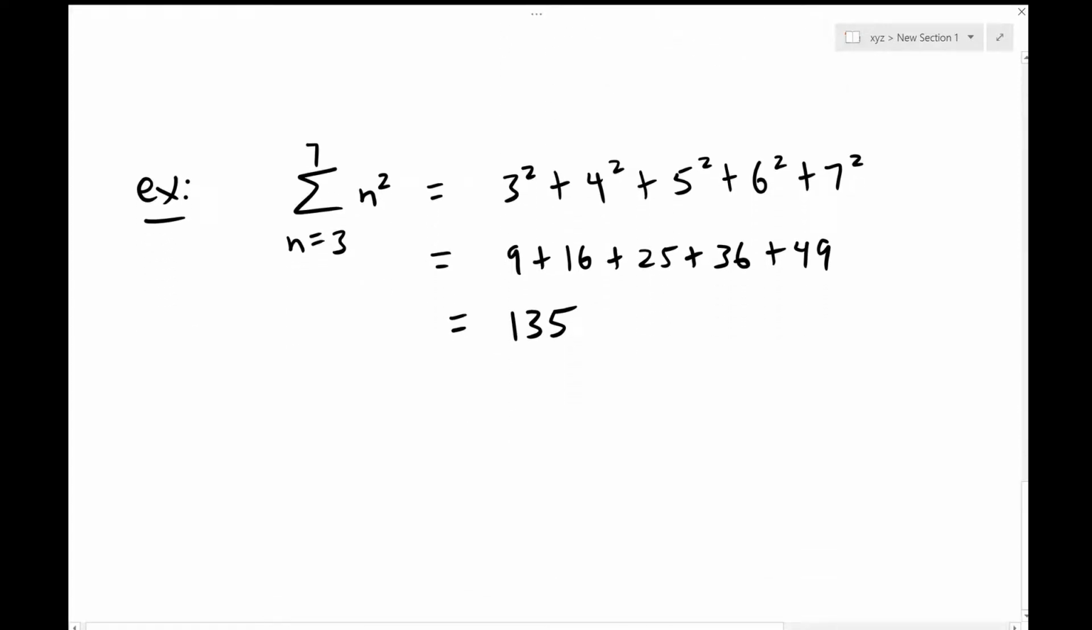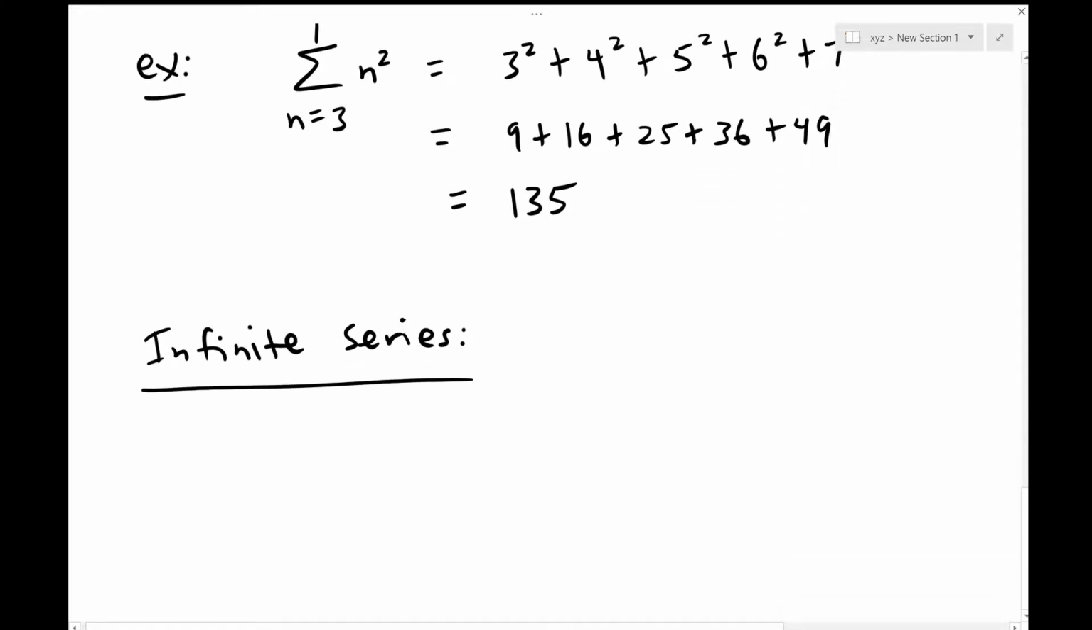Okay, well, in working with series, sometimes we will have what's called an infinite series. And we'll be working with these a bit later on. But an infinite series is one where we have an infinite number of terms. So an example might be something like the sum, let's say, as n goes from 1 to infinity of just 4n.